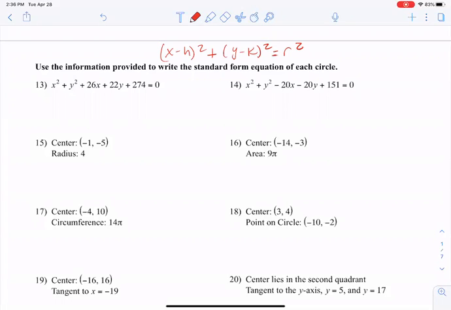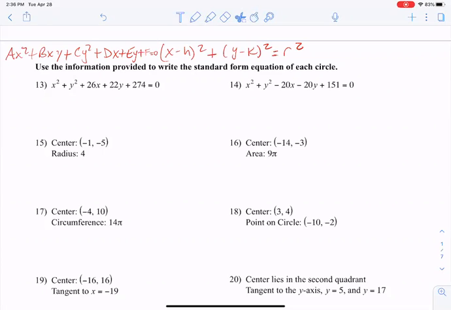Numbers 13 and 14 are in the general form, which is ax^2 + bxy + cy^2 + dx + ey + f = 0. So that's the general form.